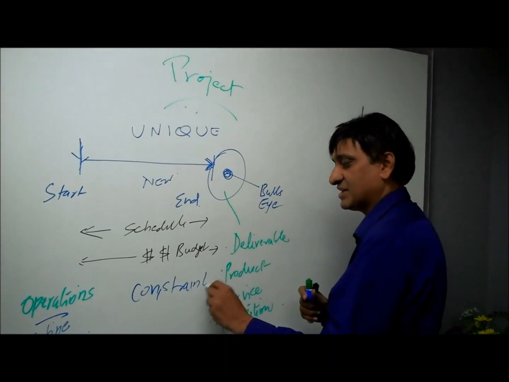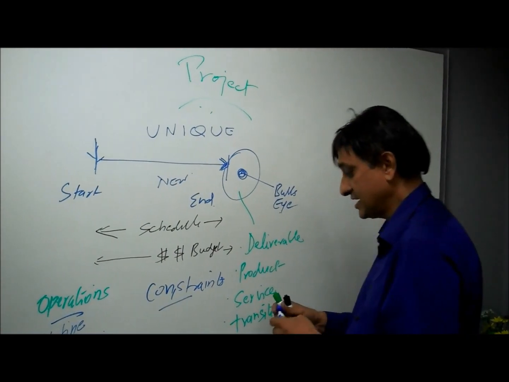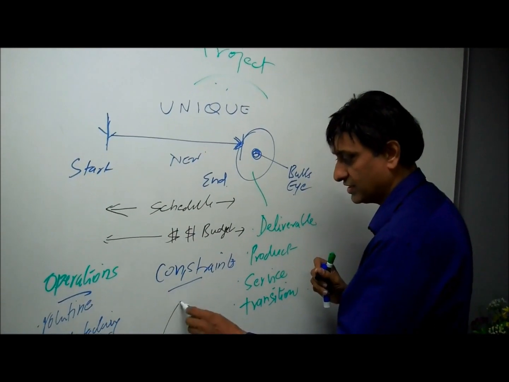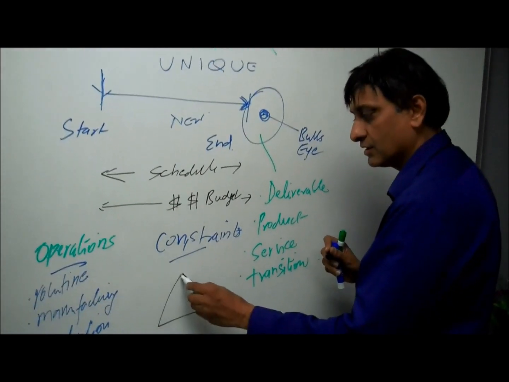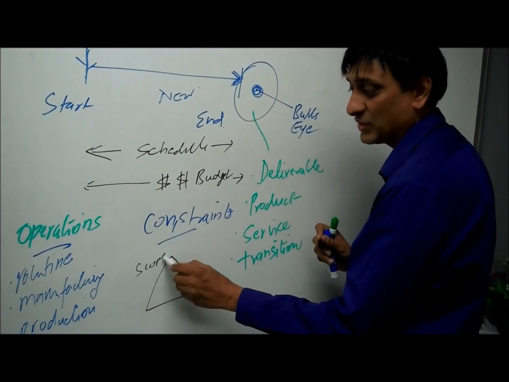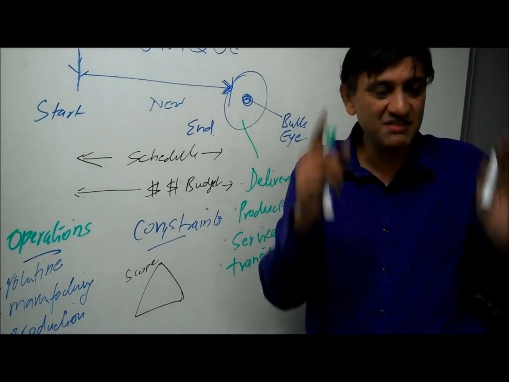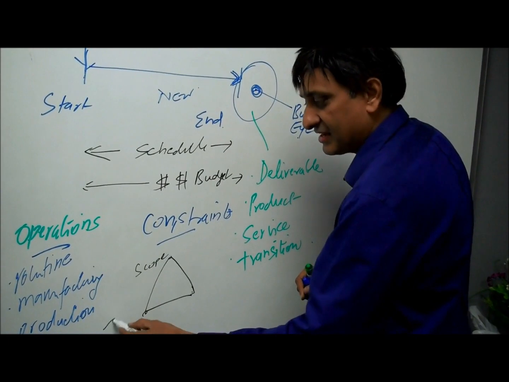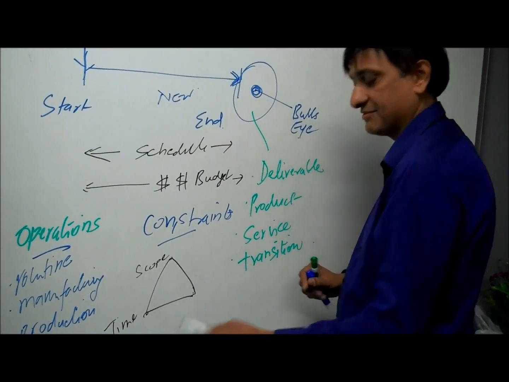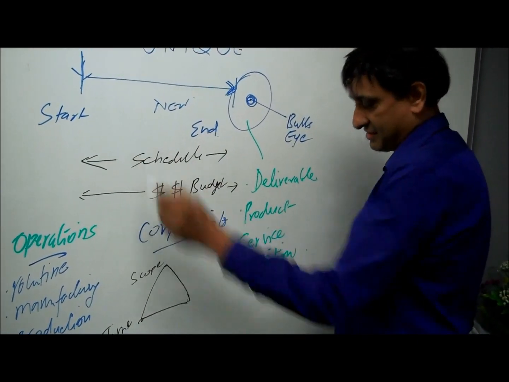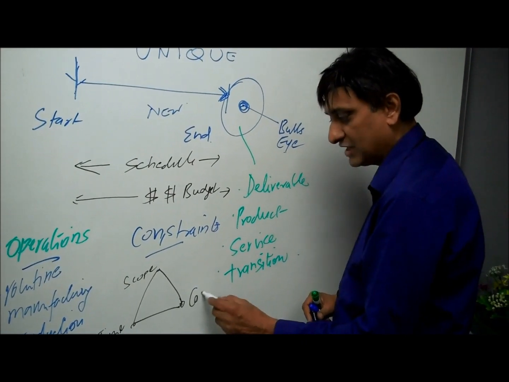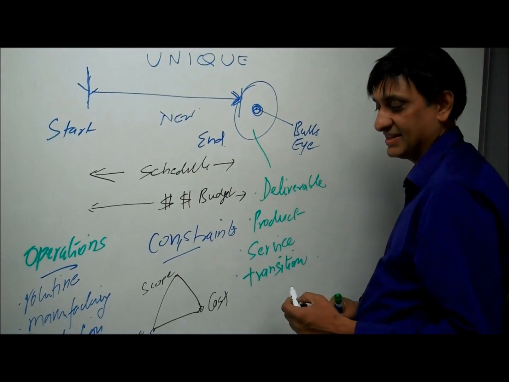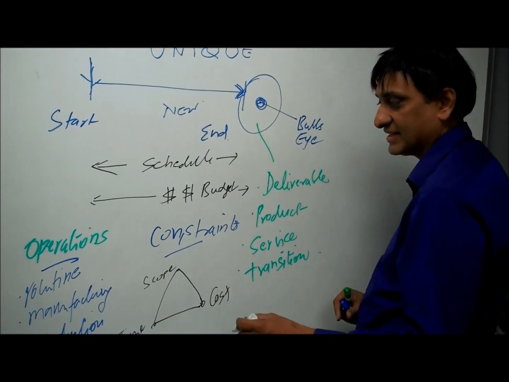What are these constraints? Constraints, as we say, are the triple constraints. The triple constraint is the constraints of scope. What are we doing? What are we trying to achieve within these defined parameters? Requirements. And how much time do we have? Well, we have 6 months. And then how much money do we have? Budget. So these are called the triple constraints. So that's what we deal with.